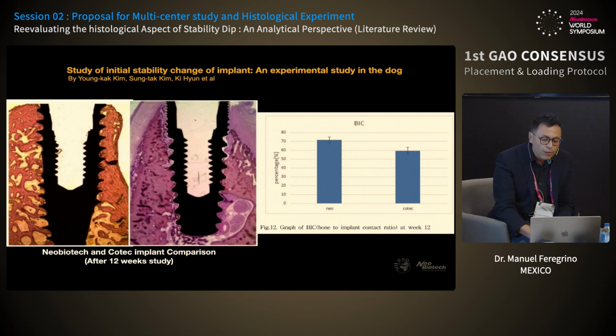The final result, I think because of the drilling protocol, is that the Neobiotech implant has a really nice, more than 70% bone implant contact, and when they use a different drilling protocol, they don't have a really nice bone implant contact. Okay.